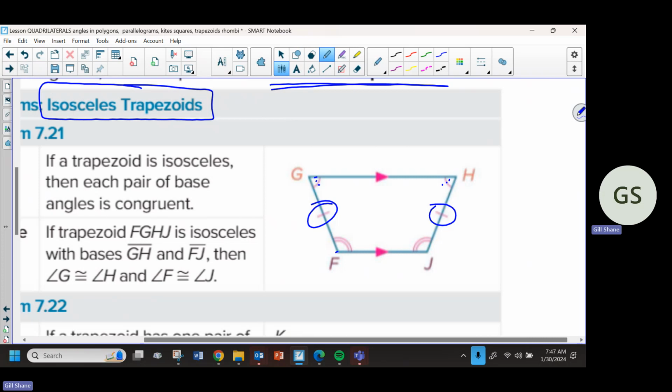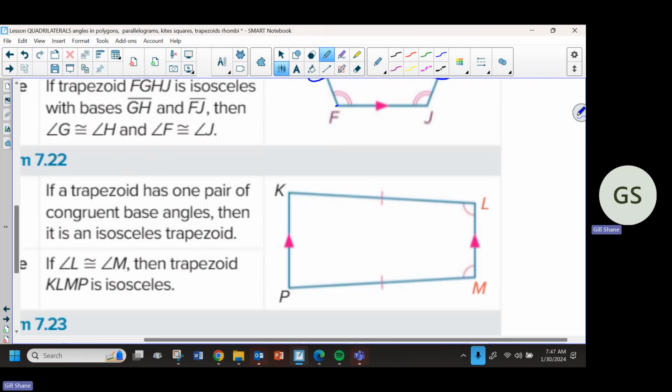So that's your first theorem. The base angles are congruent on top and bottom, or left and right, depending on which sides are parallel, and the legs are congruent. As soon as they say isosceles trapezoid, that's going to allow you to do a lot of math that you wouldn't be able to do on a regular trapezoid.